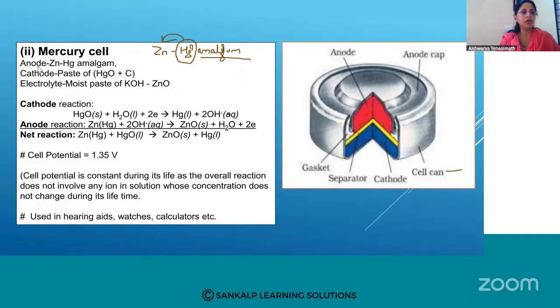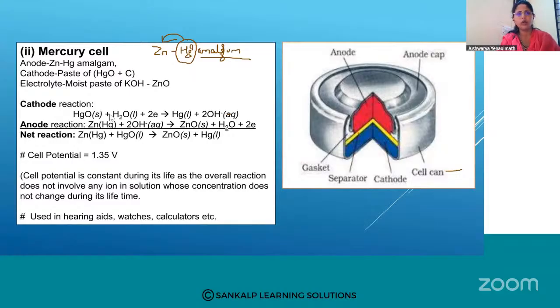Fine. So here you can see anode is my zinc mercury amalgam. Okay. Then cathode is what? Cathode is the paste of HgO, mercuric oxide and carbon. Fine. Electrolyte, ಇದರಲ್ಲಿ electrolyte ಏನ್ ಯೂಸ್ ಮಾಡ್ತೀವಿ? What is the electrolyte used? It is moist paste of KOH and ZnO. This is being used. So what reactions occur at anode and cathode?